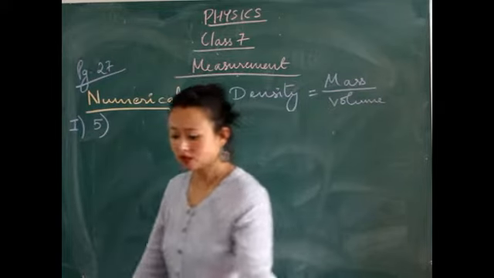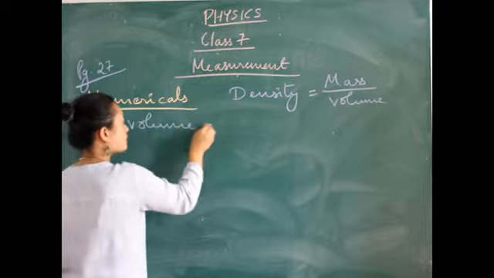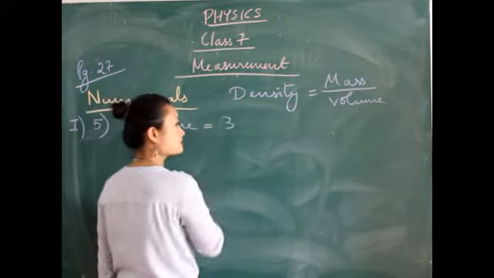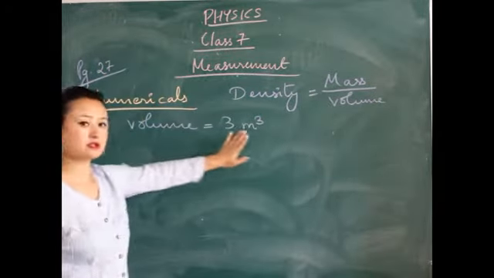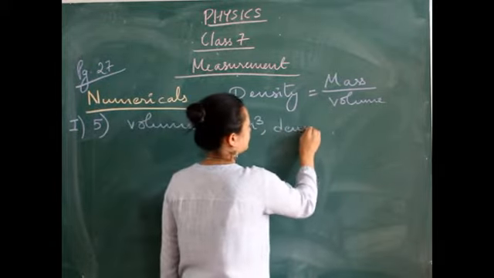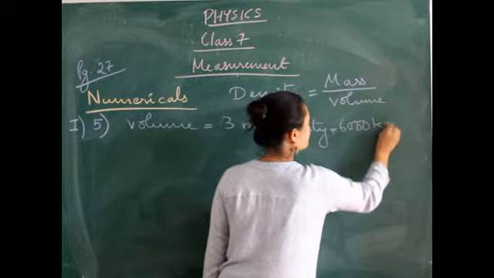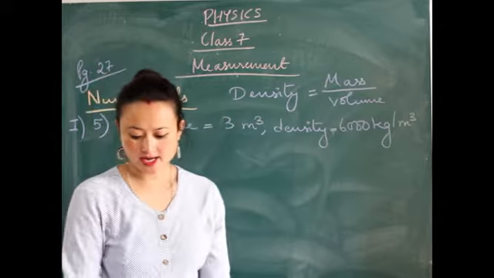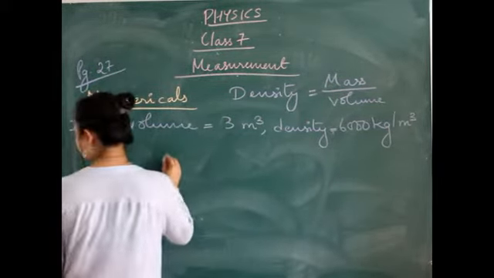For question number 5, first we need to write down whatever is given. Volume is given as 3 cubic meter. What else is given? Density, and it is 6000 kg per cubic meter. You need to calculate its mass.